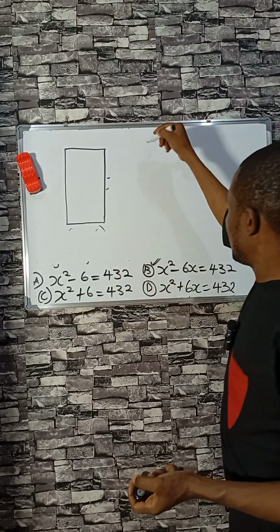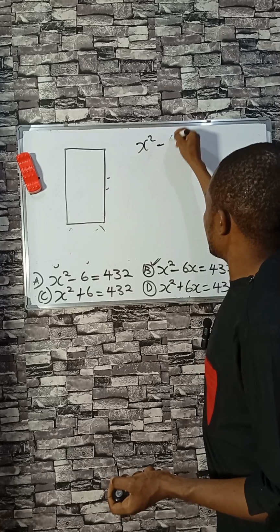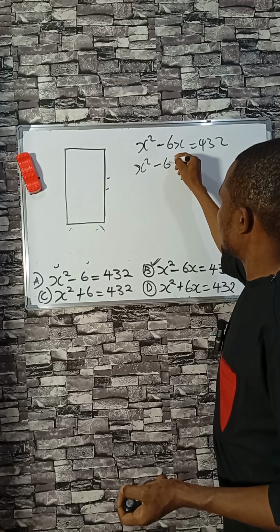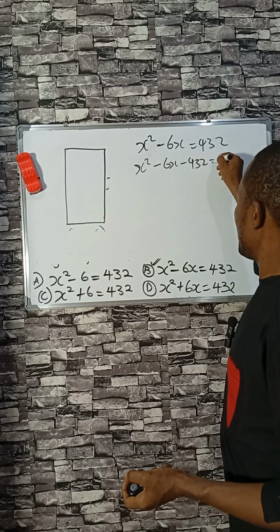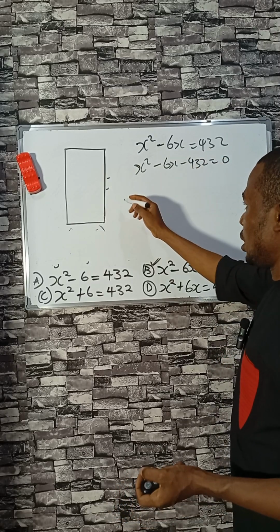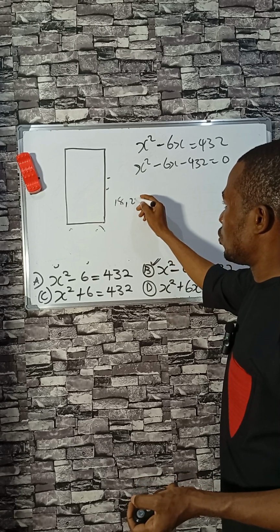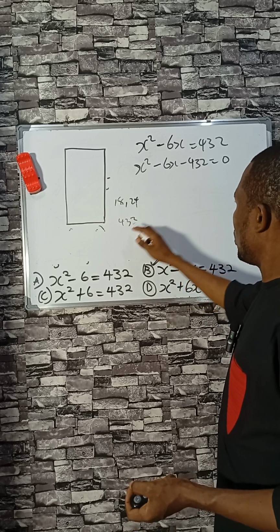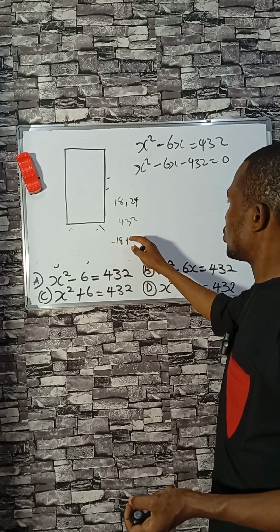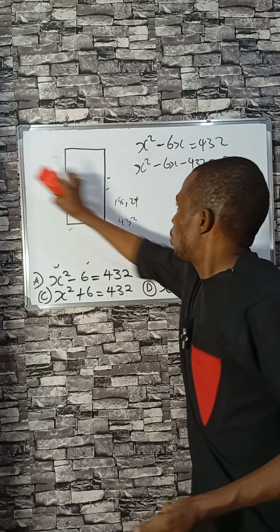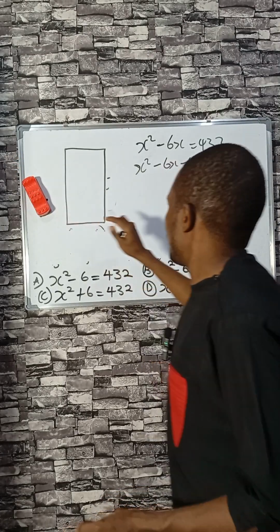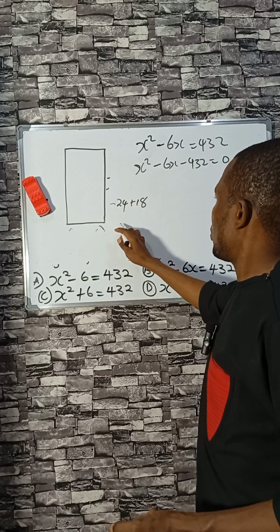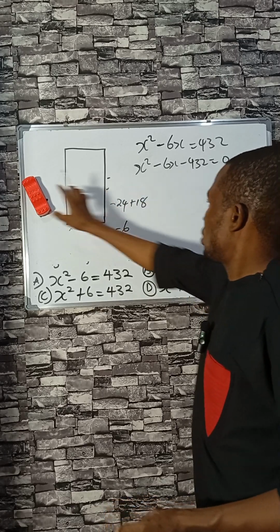So if we consider this, we can factorize it. X squared minus 6x equals 432, so x squared minus 6x minus 432 equals 0. Now the two numbers will be 18 and 24. 18 times 24 will give you 432. Now we're looking for minus 24 plus 18, which will be minus 6. So I can replace that with this.